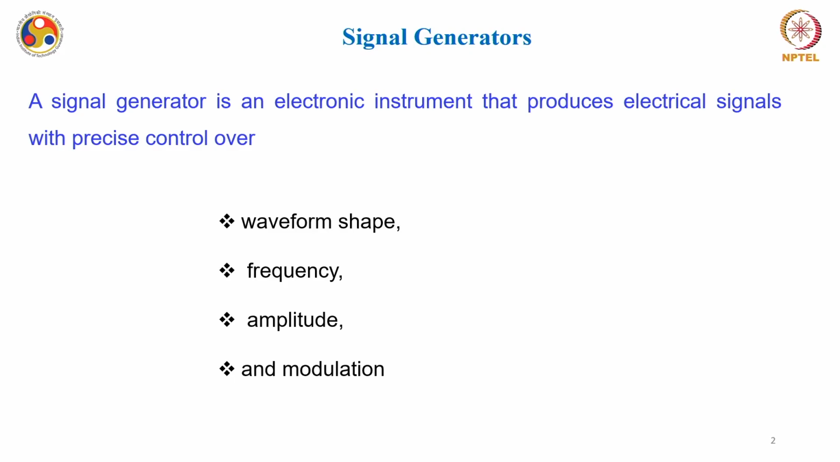A signal generator is an electronic instrument which produces electrical signals with precise control over waveform shape, frequency, amplitude and modulation. I could have said it's an electronic device, but I am calling it an instrument because along with the electronic device, it also has different circuit components that we will see in some time.